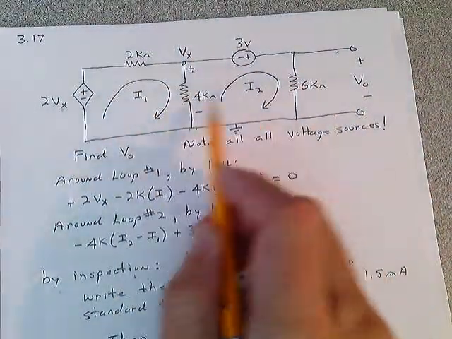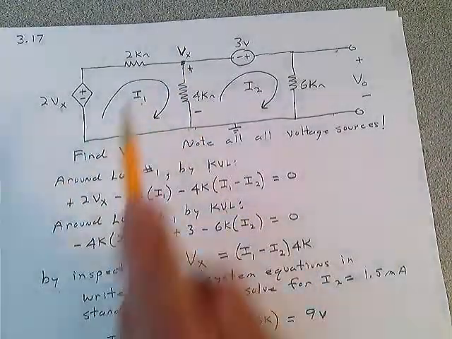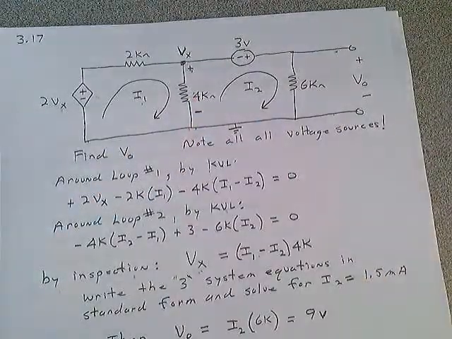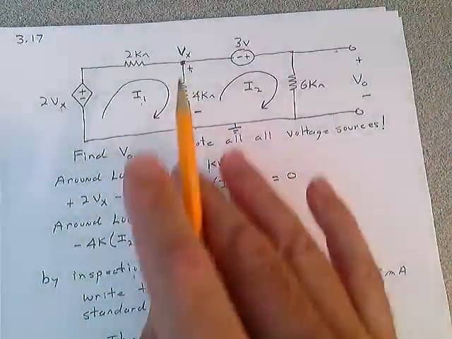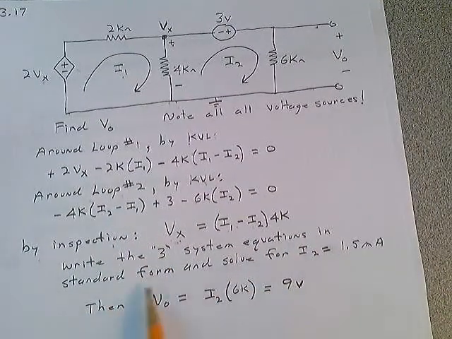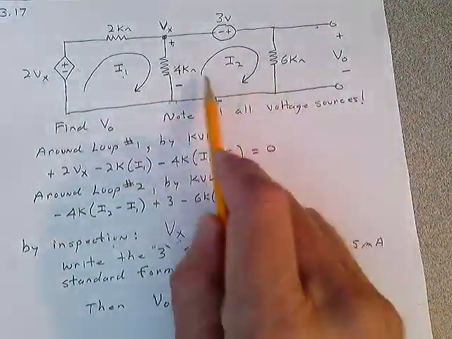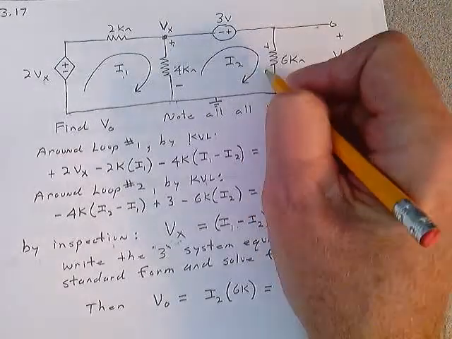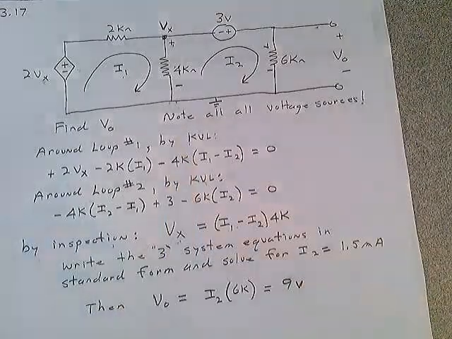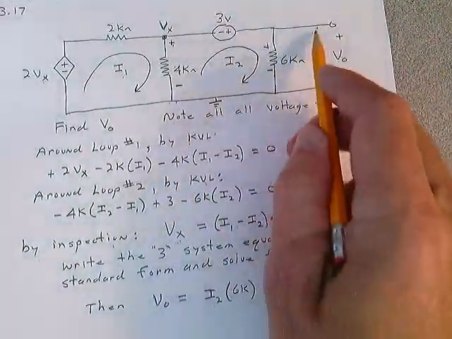So which current has to be the lead current if that's a positive voltage? Well, I1 does. So Vx is equal to I1 minus I2 times the 4K. Just Ohm's law. Once you start seeing this, these aren't bad. You write the three system equations in standard form and solve for I2 equal 1.5 milliamps. Then, if you know I2 is 1.5 milliamps plus to minus, it's a positive voltage, so that was the correct direction. V out is equal to that current times the 6K, and you get 9 volts for an answer here.